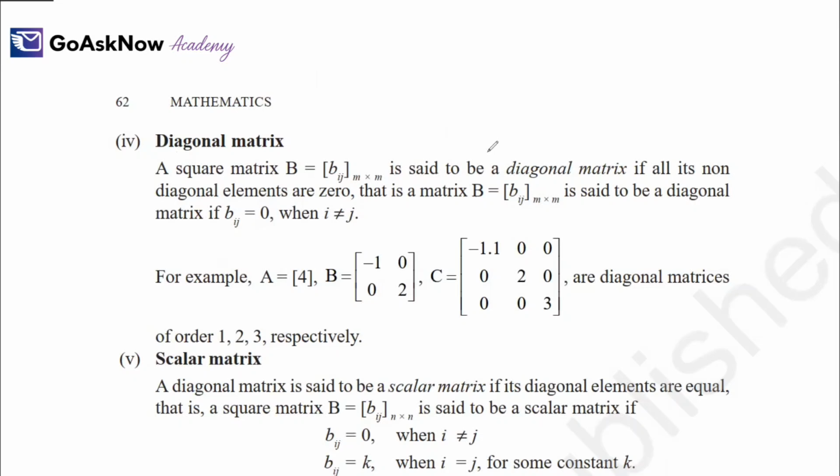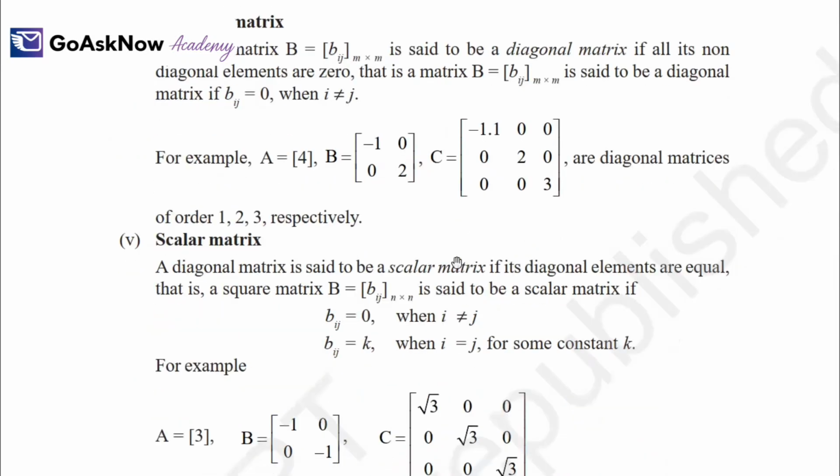So the fifth one is scalar matrix. What is this? A diagonal matrix is said to be a scalar matrix if its diagonal elements are equal. That is, a square matrix B = [bij] of order n cross n is said to be a scalar matrix if bij is equal to 0 when i is not equal to j.